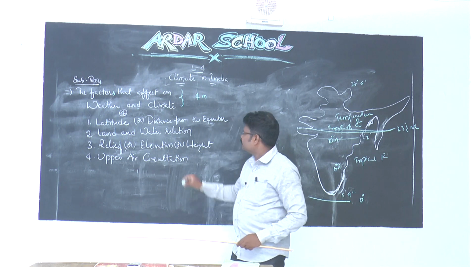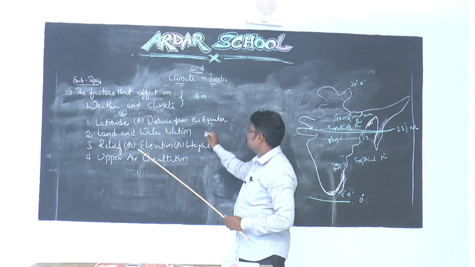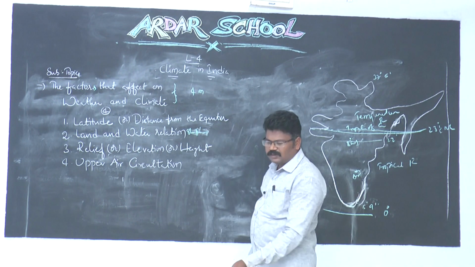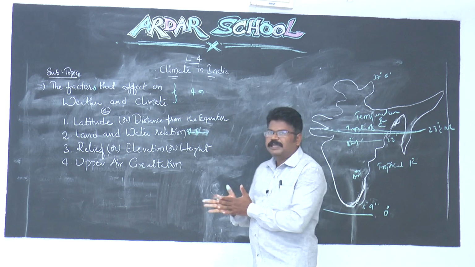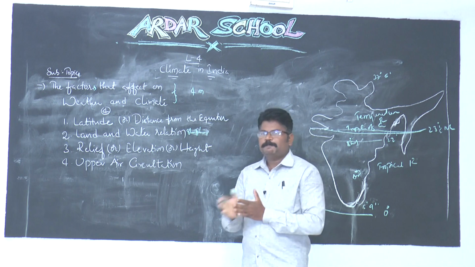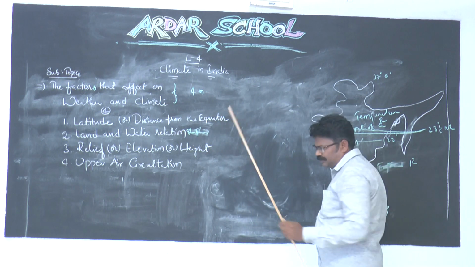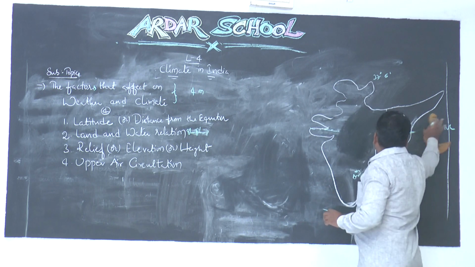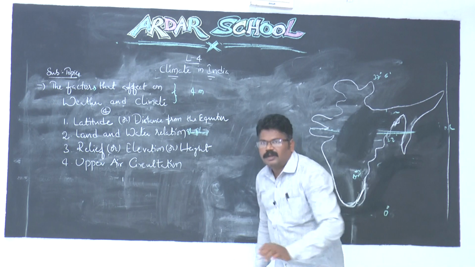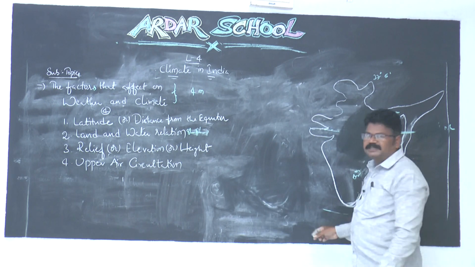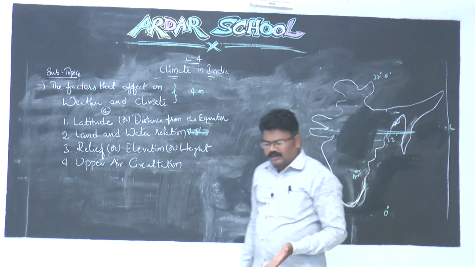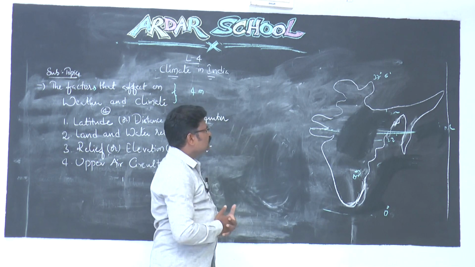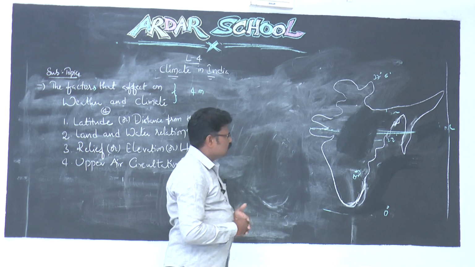Now come to the point, the second factor, land and water relationship. Very important. This also plays a vital role in making the temperature vary from one place to another. Now let us see. Here is our India. India is the best example for a peninsula. Peninsula means, once again we repeat the definition, a piece of land which is surrounded by water on three sides and land on one side is called a peninsula.